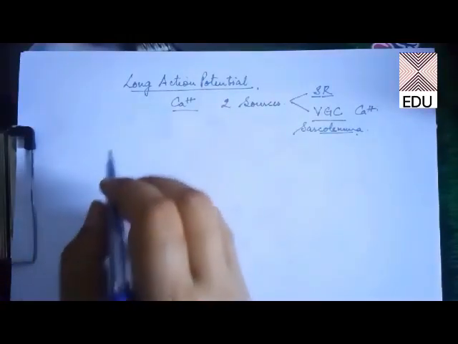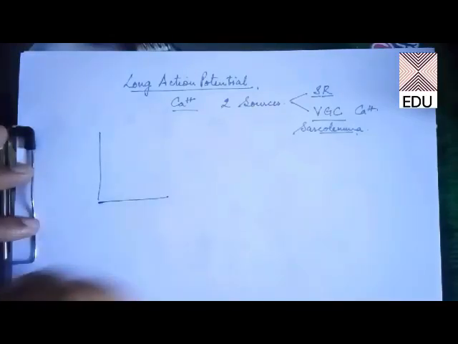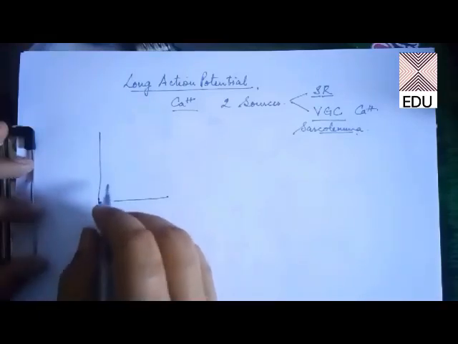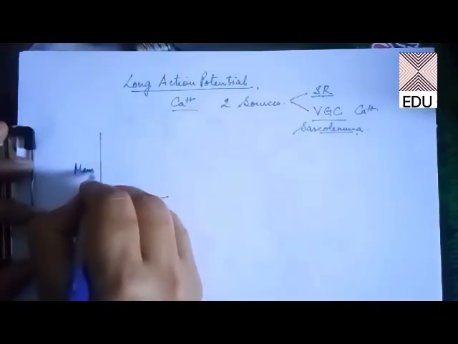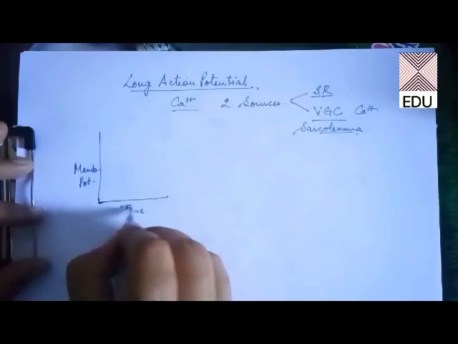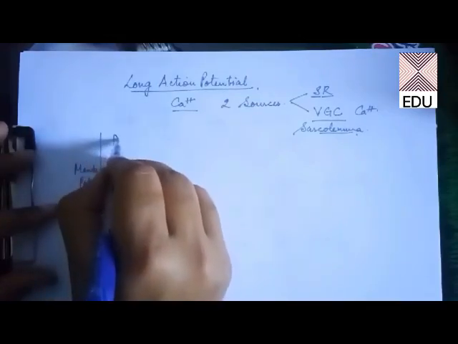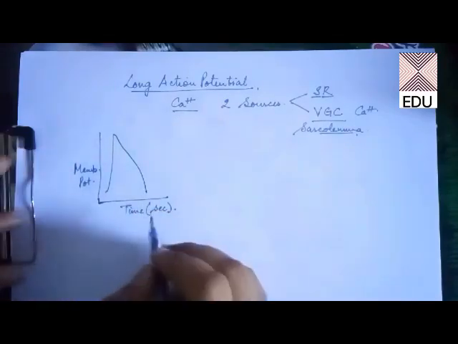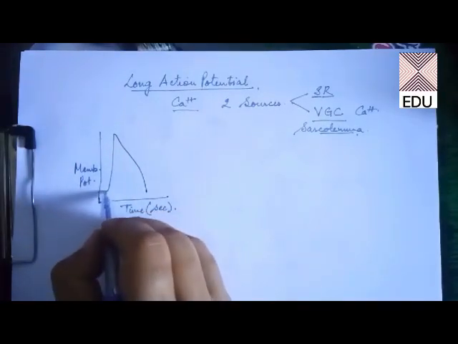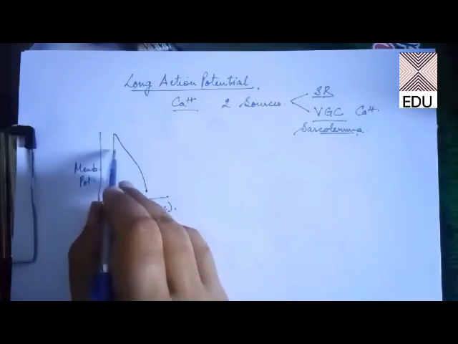So now let us make a graph. If this is the membrane potential on one side, and here we have got time in seconds. Now if I make a graph like this, that means here the action potential is formed. This is the increase in action potential.